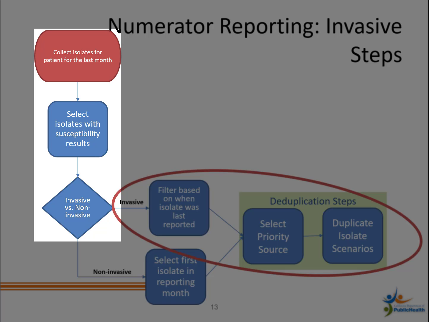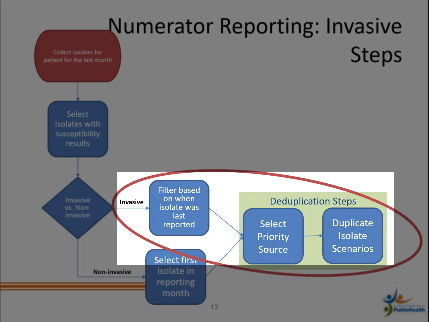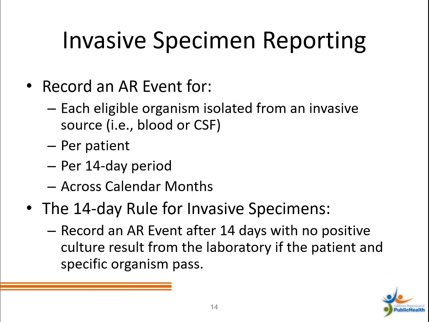This video assumes we have collected the eligible isolates and have them grouped by the source. Let's look at the rules required to report an invasive set. An invasive AR event is recorded for each eligible organism isolated from blood or cerebrospinal fluid. It is reported for every patient and filtered using the 14-day rule, which is applied across calendar months.